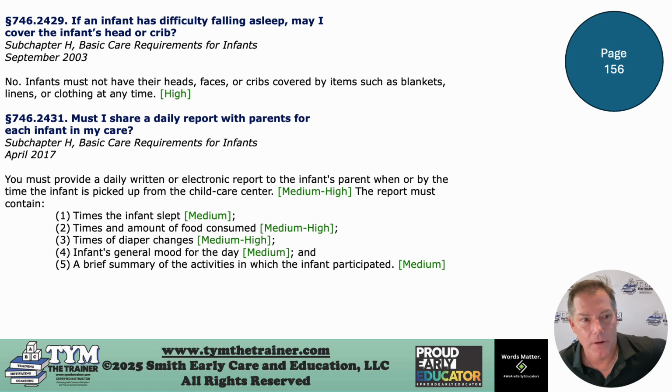Make sure you're not covering their head for your infants over 12 months of age. Make sure that they don't pull the blanket over their head. Now, if it's an infant under 12 months, they can't have a blanket in the crib, period. But we typically see this with those young toddlers.